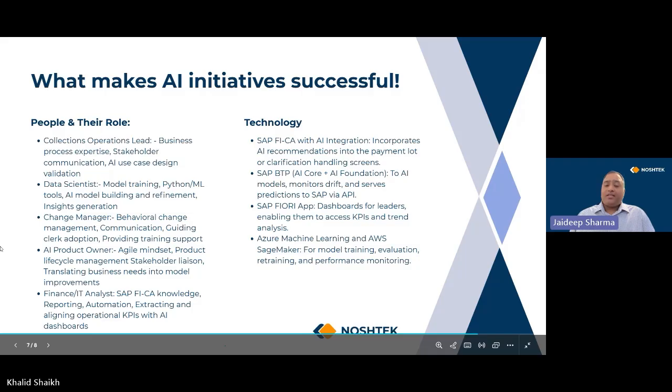And for more advanced organizations, model training and retraining can also be done using tools like Azure Machine Learning or AWS SageMaker, depending on the enterprise cloud strategy that the particular organization has. Those platforms will help us evaluate the model over a period of time, detect data pattern shifts, and continuously improve the accuracy of the model. So the point here is it's not a rip and replace transformation. We are not rebuilding systems. We are augmenting them, injecting intelligence into the existing processes.